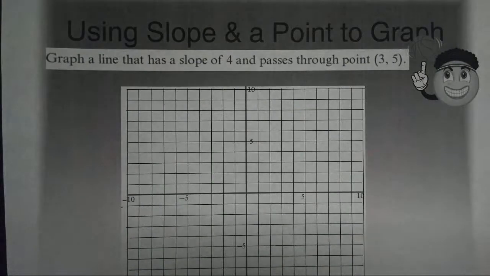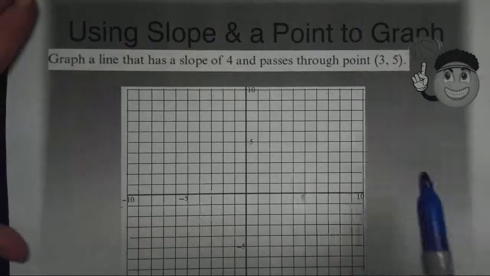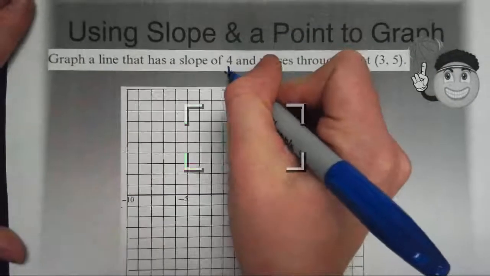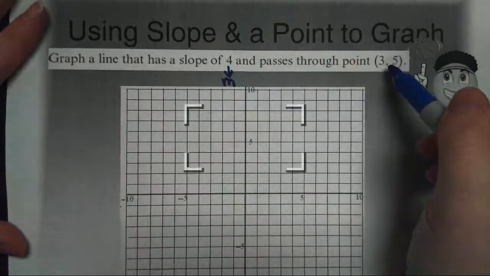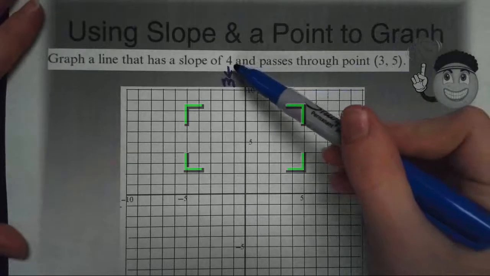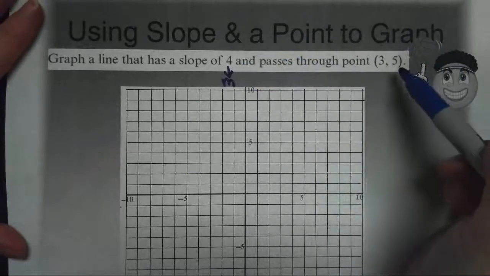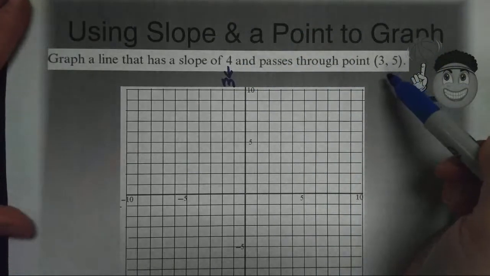line. Now we want to graph a line that has a slope of 4 and passes through the point 3, 5. What we have here is the slope, that's our m, and we also have a point on that line. The slope tells us where to go, but the point that we're given tells us where to start. So the first thing we're going to do is graph the point 3, 5.